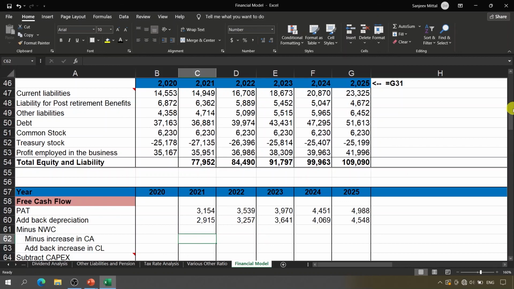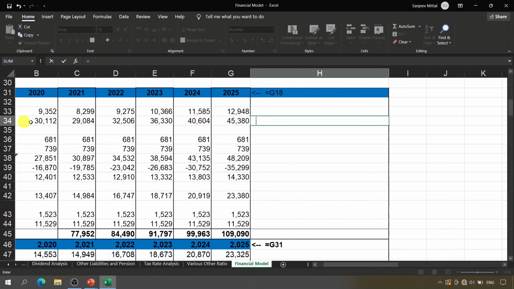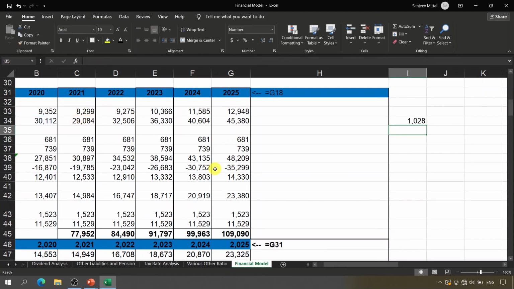So if we go above and I show you inside the balance sheet, you can simply see that for the year 2020, the operating current assets is a positive number, which is 30,112. Now, for the year 2021, as you can see, there is a reduction inside this current assets. So it means that it increases your cash flow. So just try to see the numbers: it's 30,112 minus 29,084. So you will say for the year 2021 my operating cash flow has been increased due to current assets.